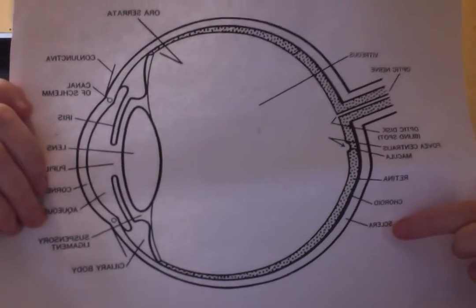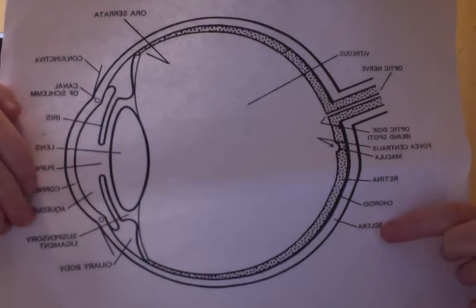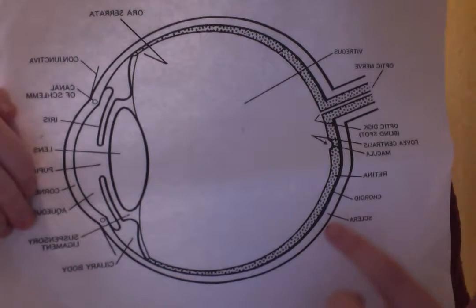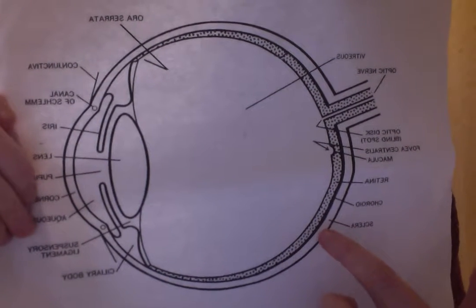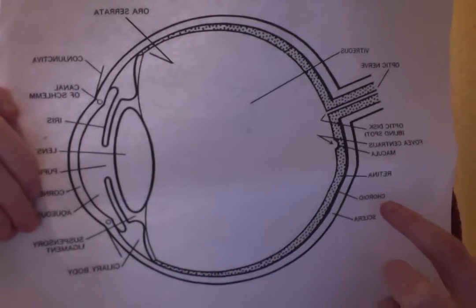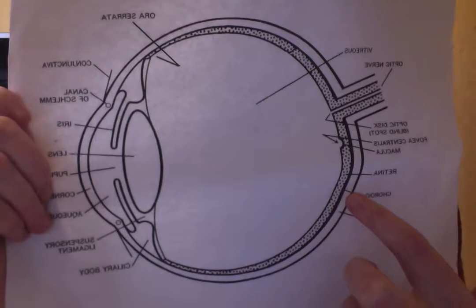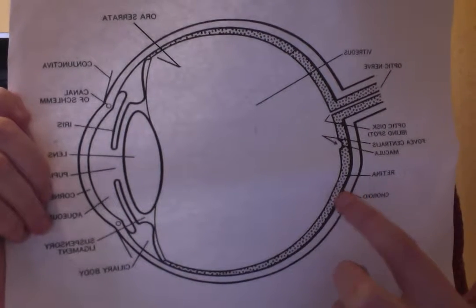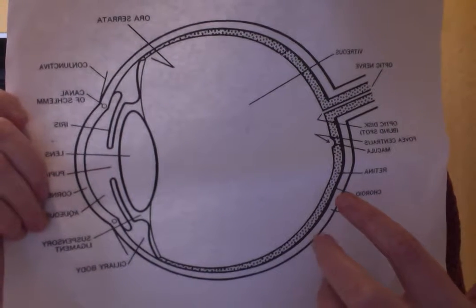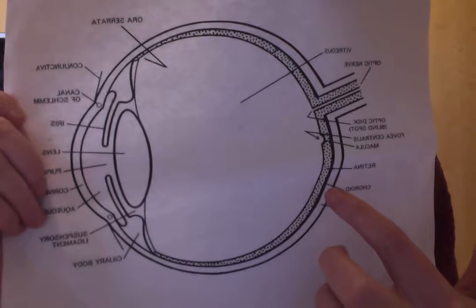So this here is the sclera, and it's this protective white fibrous outer layer of the eye. Right here. And then next to it here we have the choroid, which is this pigmented layer, and it's between the retina and the sclera, and it contains mostly blood vessels which provide nourishment to the retina.